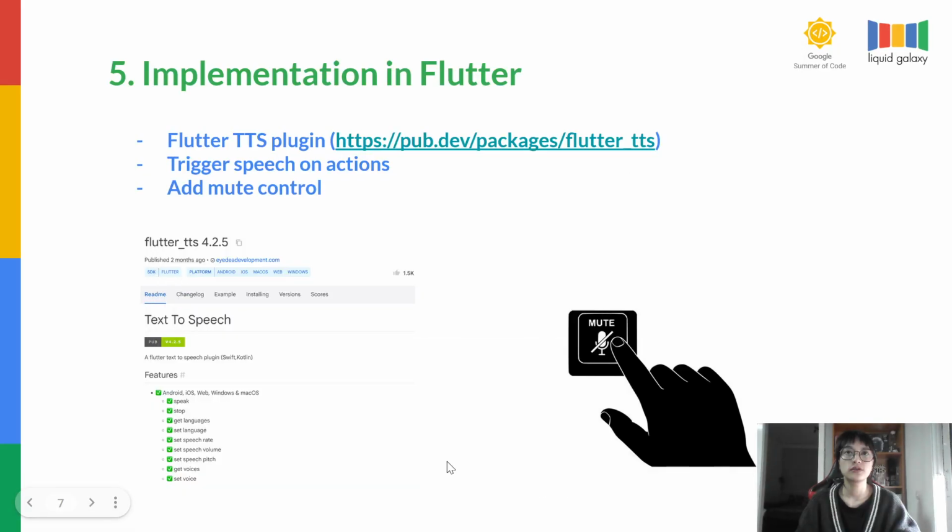So let's go here. For the implementation in Flutter applications, first of all, I want to trigger speech on actions. Let's say we have a lot of buttons, and each button is going to trigger an action, right? And for each action, it's going to speak out the speech. So it's very useful in many environments and use cases, and it can help users, especially disabled users, to access our applications and systems better.